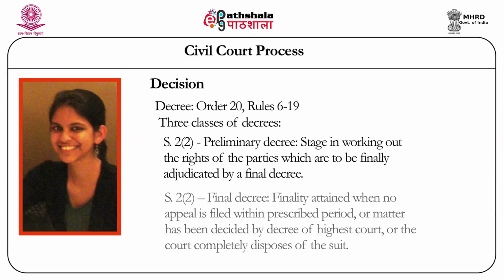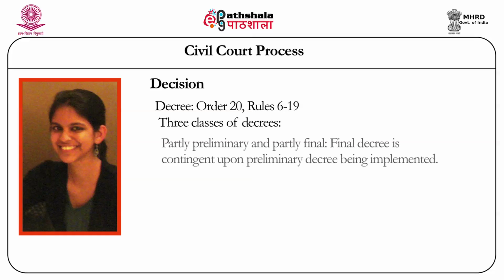The second class is a final decree. A decree may attain finality when no appeal is filed against the decree within the prescribed period, or the matter has been decided by the decree of the highest court, or the court passing the decree completely disposes of the suit. The third class of a decree is a partly preliminary and partly final decree. For example, in a suit for possession of immovable property with mesne profits, the final decree is the decree for possession of property, and the preliminary decree is the direction to conduct an inquiry into the mesne profits.